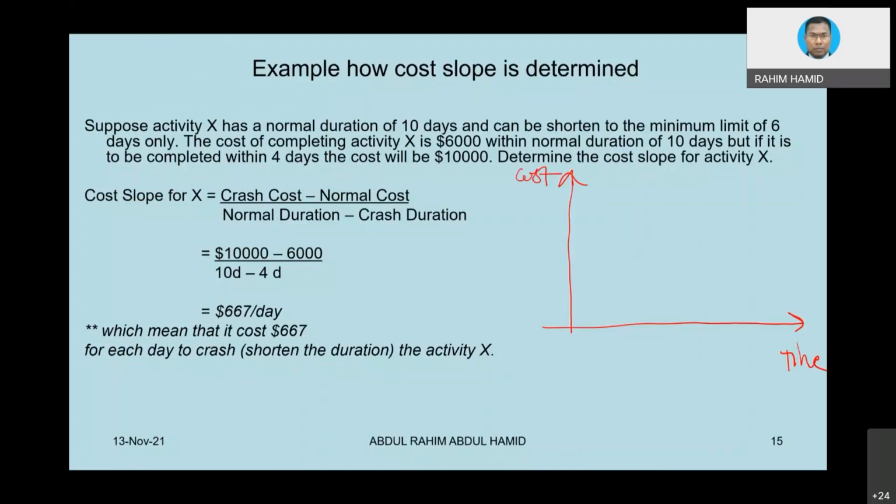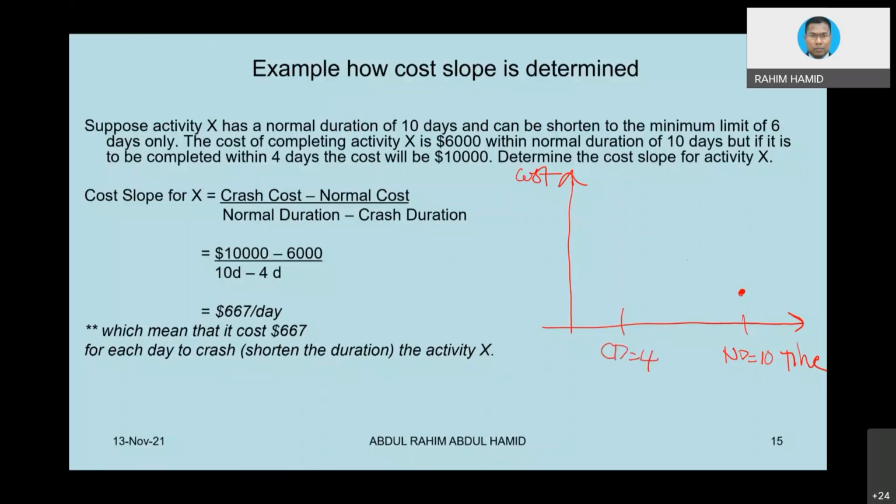Okay, activity X basically has a normal duration of 10 days. Let's say this is ND equivalent to 10, maybe this point. It can be shortened to a minimum limit of 6 days. So meaning to say, 6 days is basically the one that we can cut, so the remaining will be 4. So this is what we call crash duration, equivalent to 4.